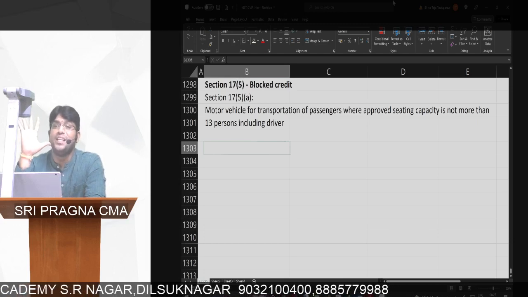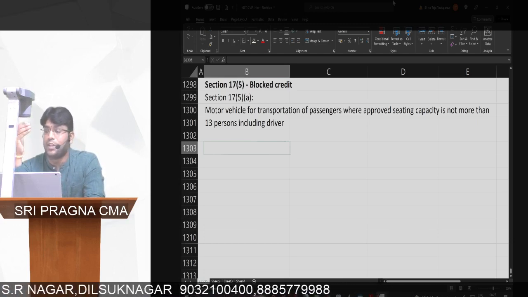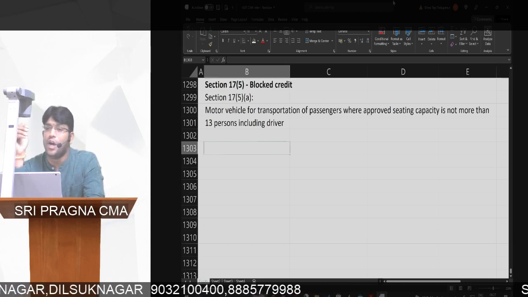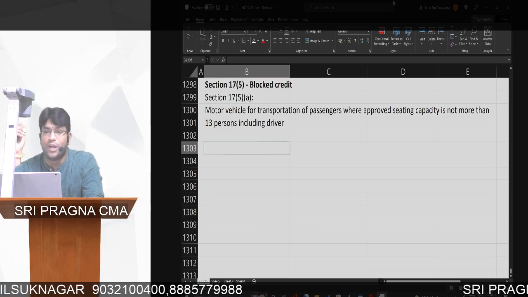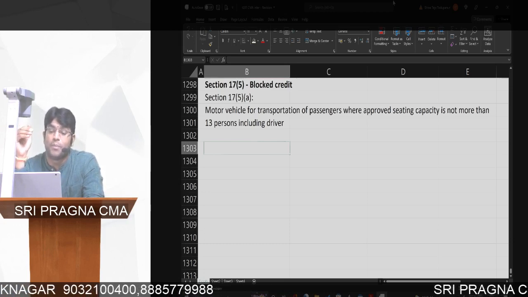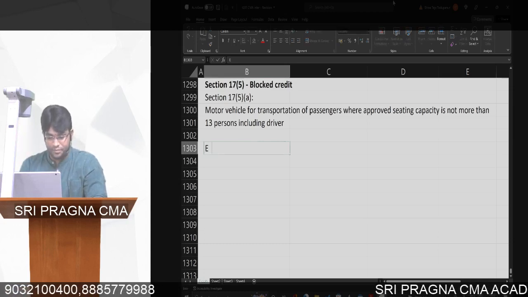A software company purchased a 50-seater bus for transportation of employees from home to office, office to home. Can they take credit? Answer is yes. Credit is not allowed only if the seating capacity is not more than 13. But if it is more than 13, credit is allowed.